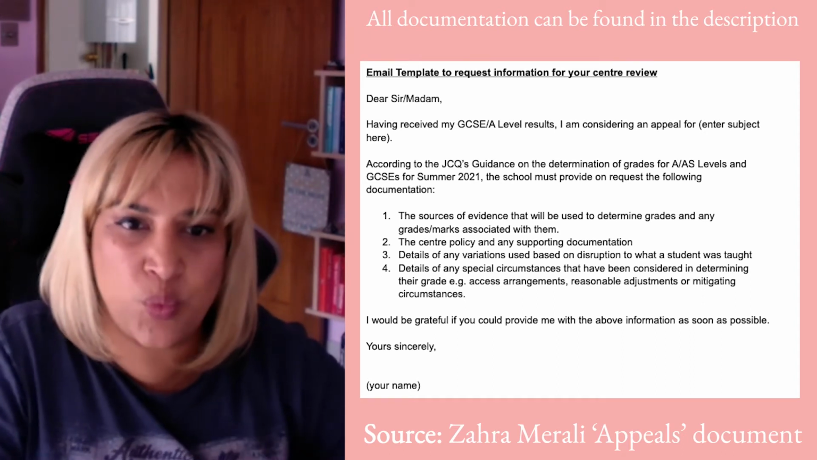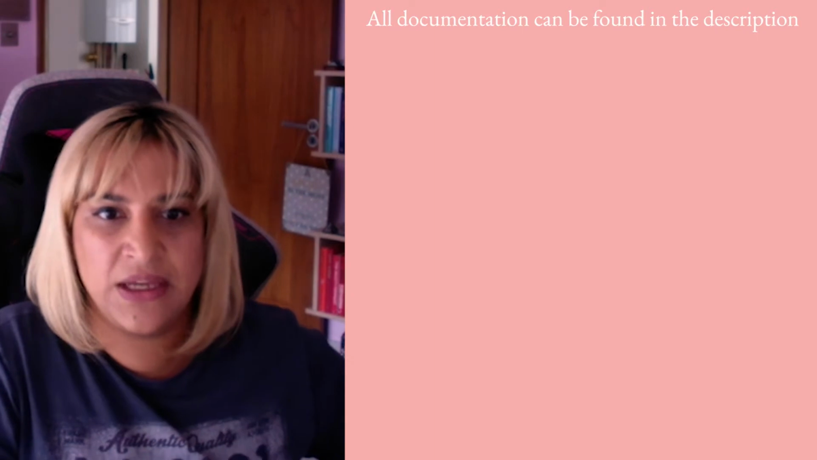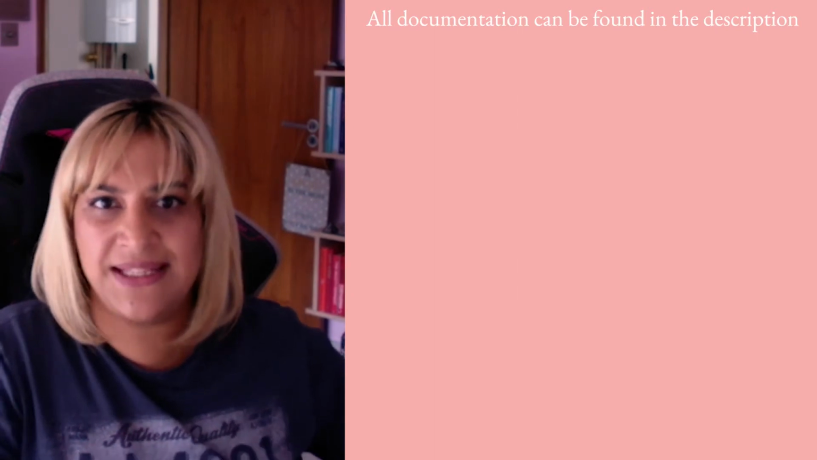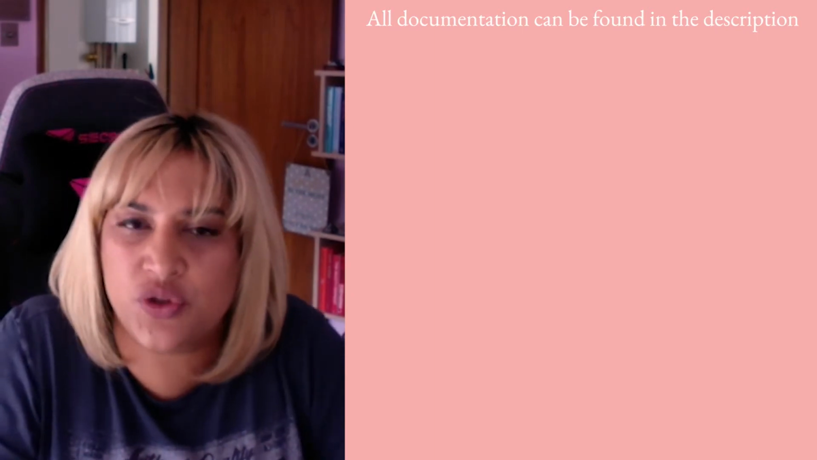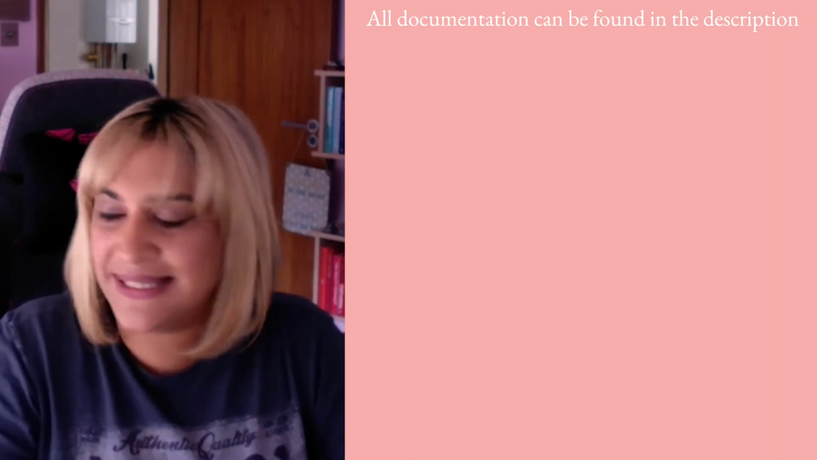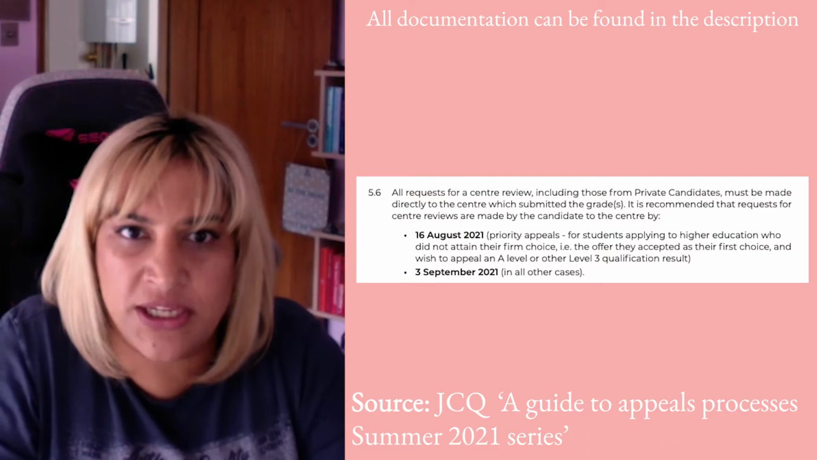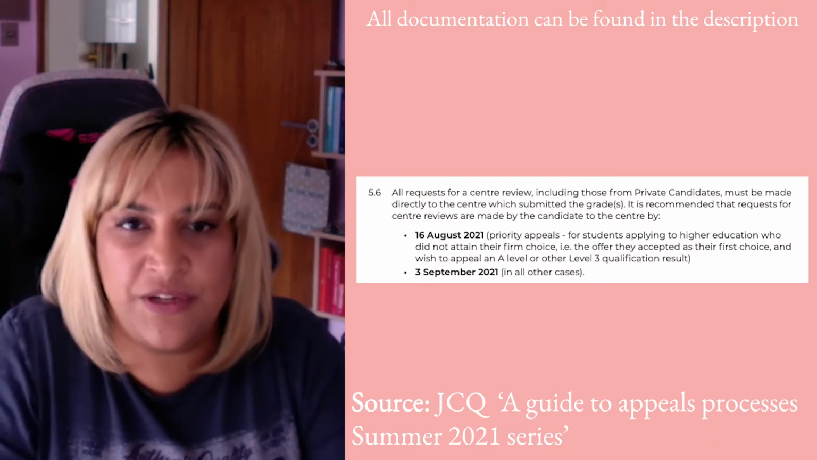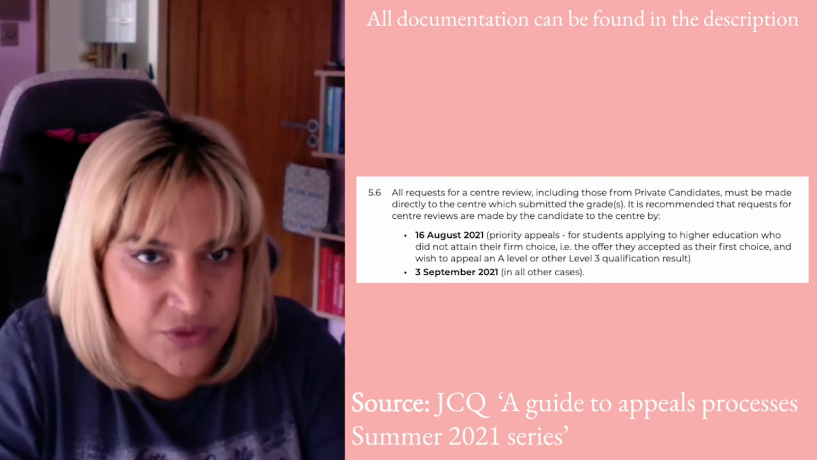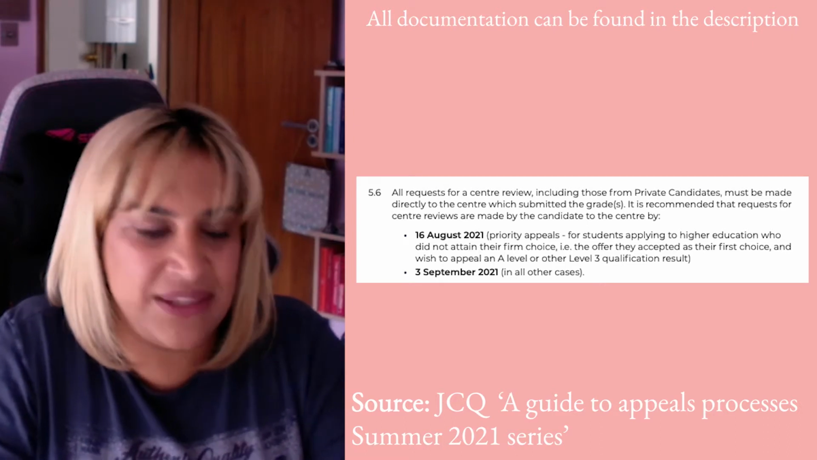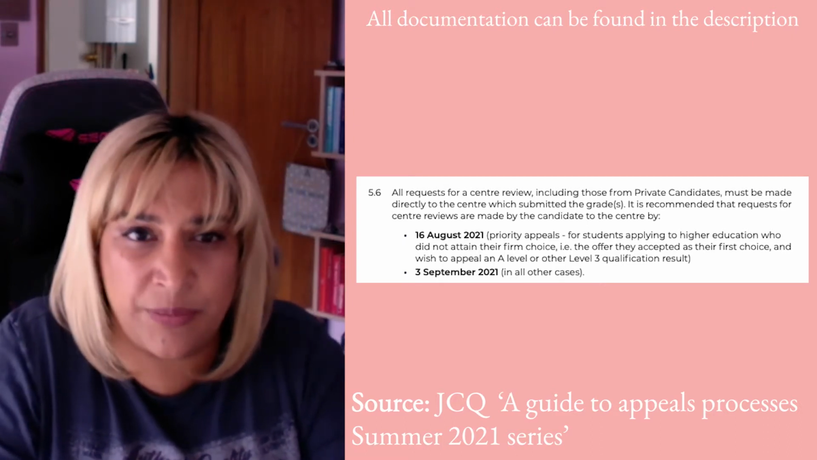So, stage one of the appeals. Stage one of the appeal is the appeal directly to your school or centre. The deadlines are the 16th of August, which is a priority appeal for people whose university place is going to depend on it, so this is A-level students primarily, and the 3rd of September for all other appeals.